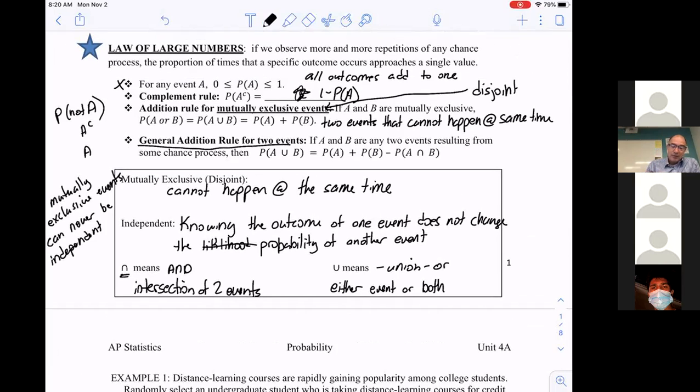What happens is, if I have the probability of A or B, which is what that statement is reading right there, that means it's the probability of A plus the probability of B minus the probability of both. So let's talk about that really fast, why we have to do that.